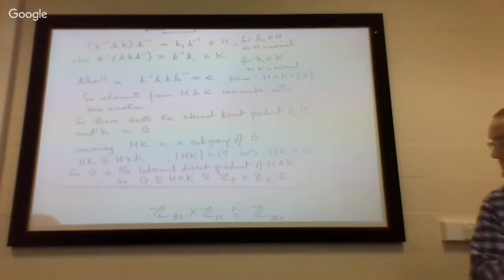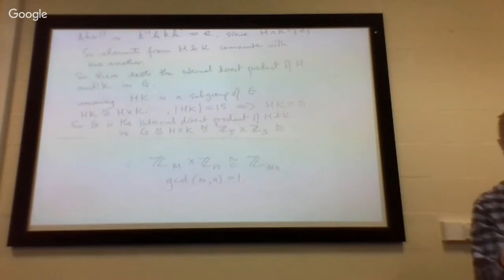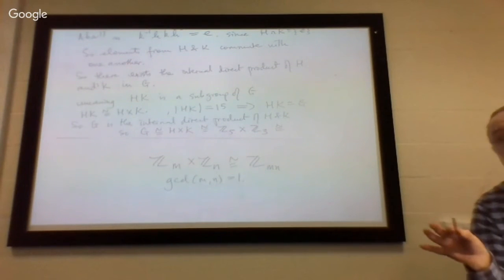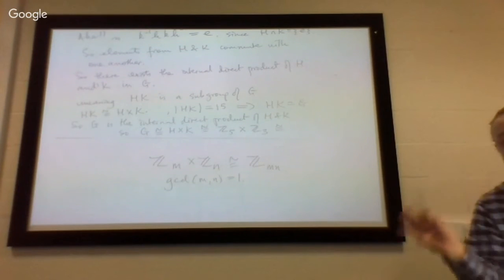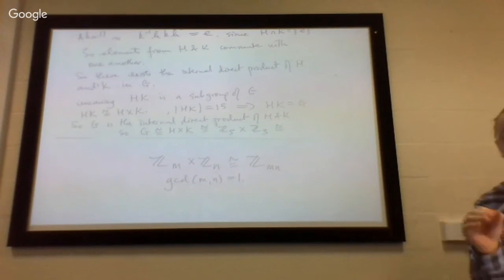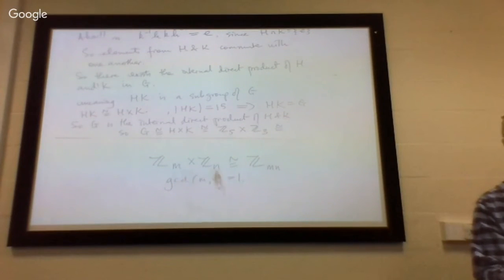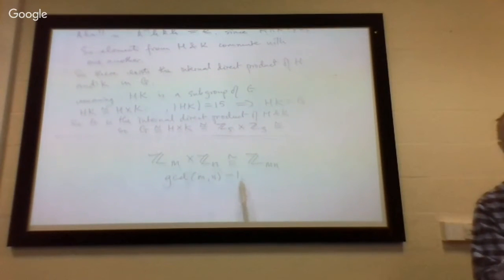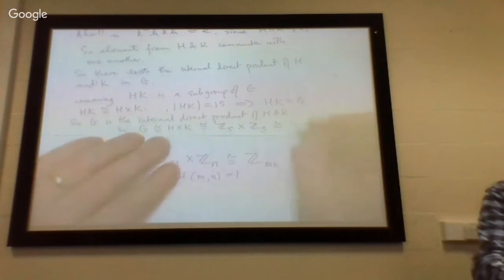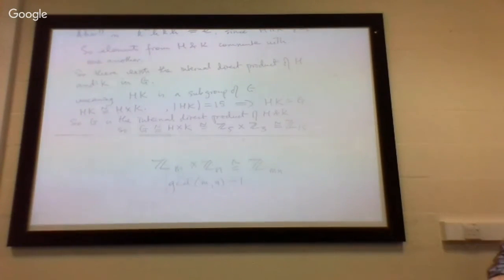Okay, that's the condition. So you can have Z2 cross Z4, which is not the same as Z8. They're distinct groups. Z8 is cyclic, Z2 cross Z4 is not cyclic. But when the two sizes are coprime to one another, then it is isomorphic to the cyclic group of that size. And 5 and 3 are certainly coprime. So that is isomorphic to Z15.